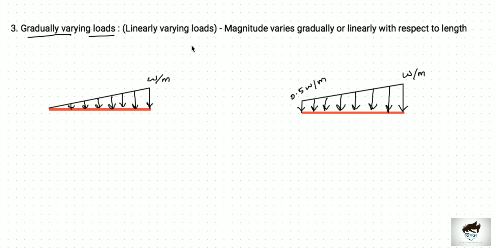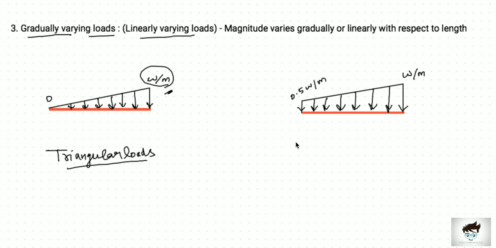Unlike uniformly distributed load, these types of loads don't have uniform magnitude. Instead, the magnitude varies gradually or linearly for its entire length. Let's see a few examples for this load case. In the first one, the load is gradually increasing from 0 magnitude at the left end to the maximum magnitude, that is W per meter, at the right end. These types of loads are called triangular loads.